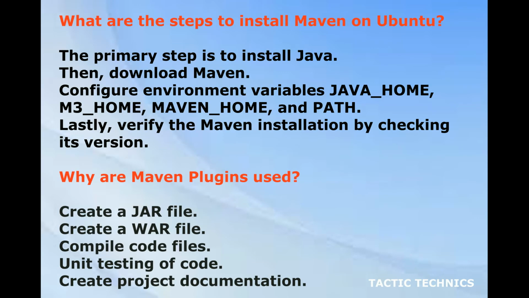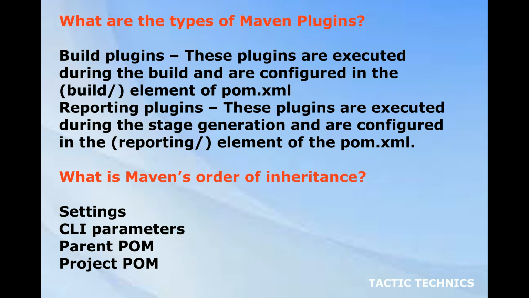What are the steps to install Maven on Ubuntu? The primary step is to install Java. Then, download Maven. Configure environment variables JAVA_HOME, M3_HOME, MAVEN_HOME, and PATH. Lastly, verify the Maven installation by checking its version. Why are Maven plugins used? To create a jar file, create a war file, compile code files, run unit testing of code, and create project documentation.